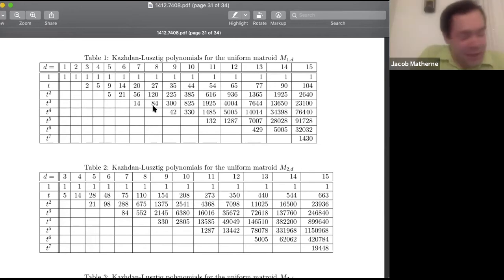Not too much is known as well. There's a formula for these, for the uniform ones, I think. I'd have to look at the formula to see whether what you're saying is correct.